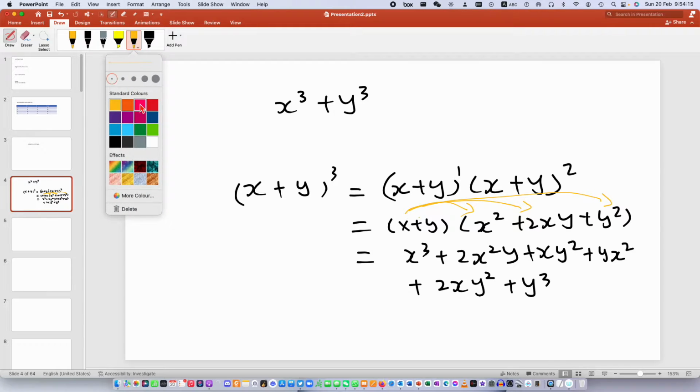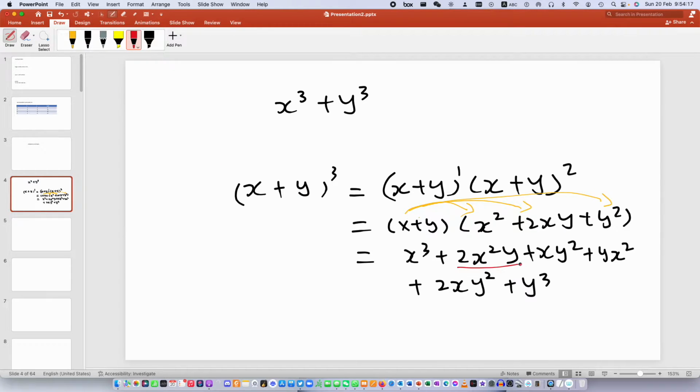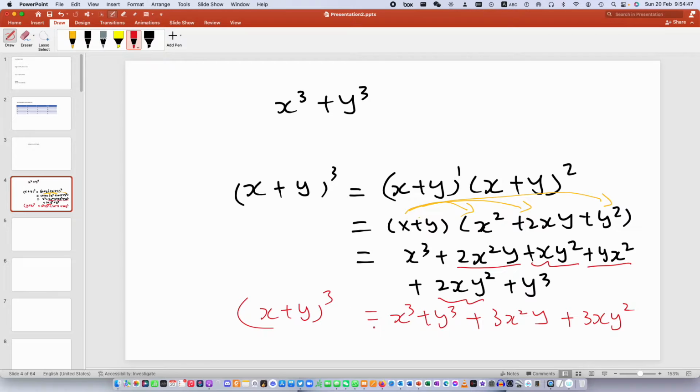The xy square is similar to this, and this x square term is similar to this one. So you try to rearrange them: x cube plus y cube. Then you combine the 3x square y plus 3xy square. You have to do it very carefully. Once you get this, I think things are pretty easy.